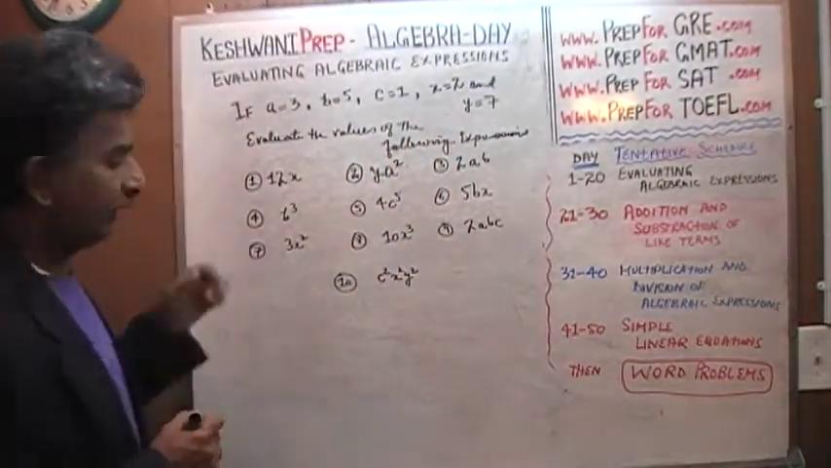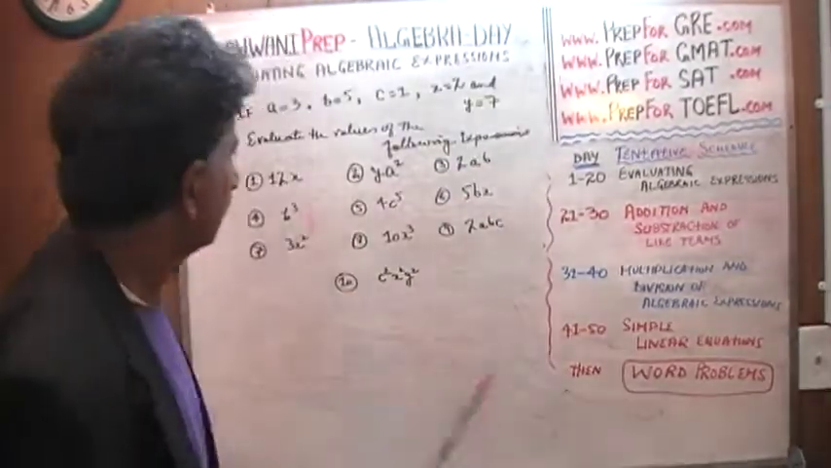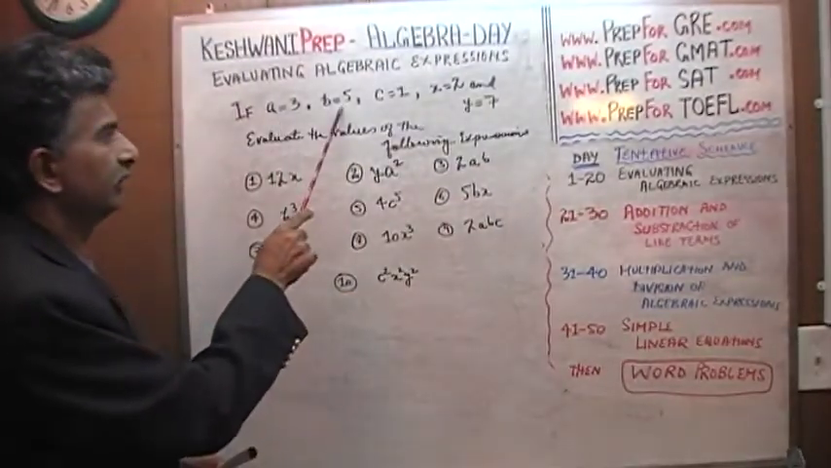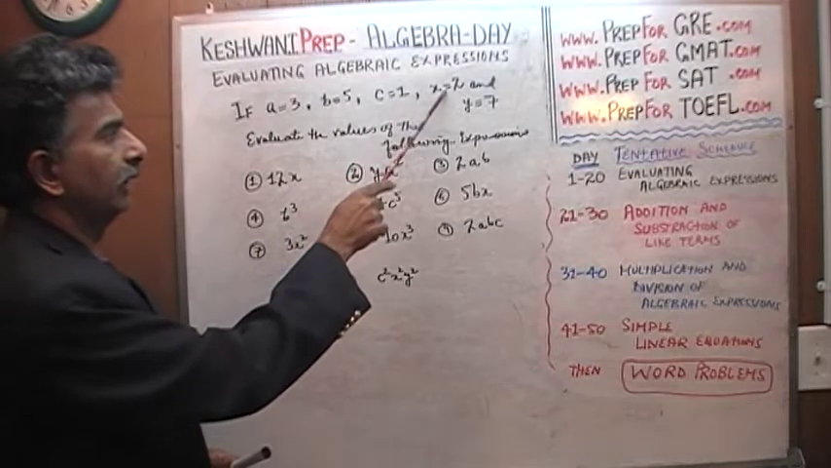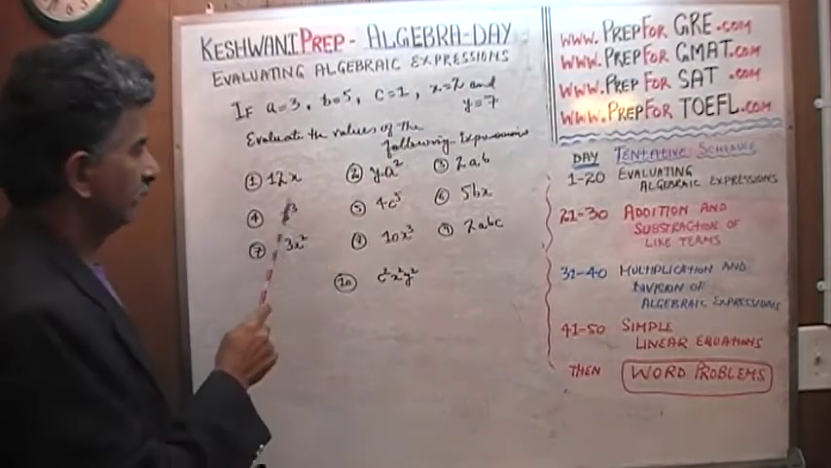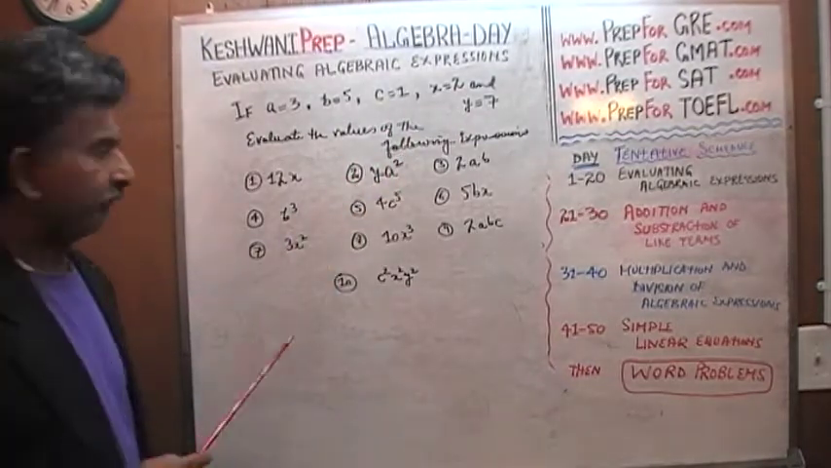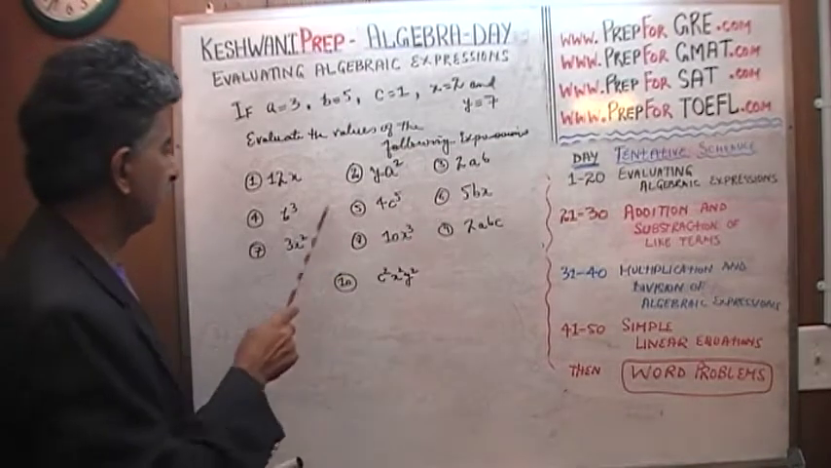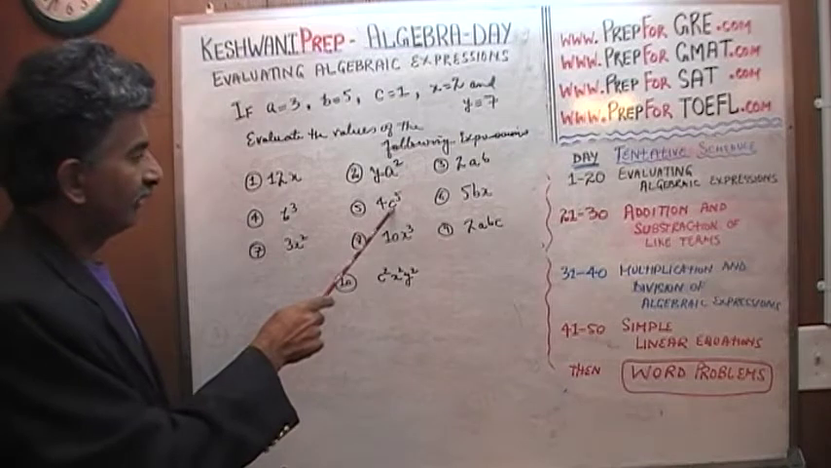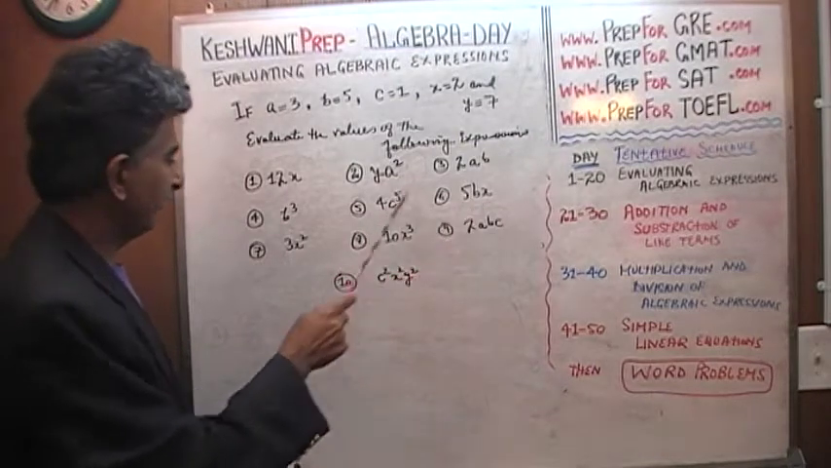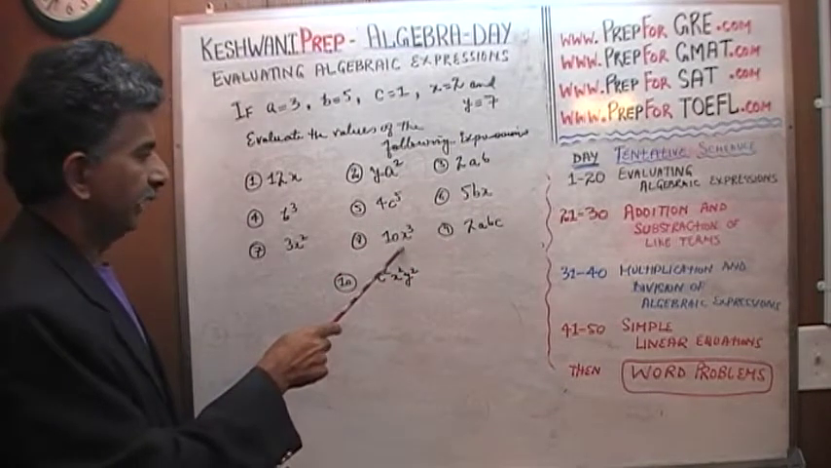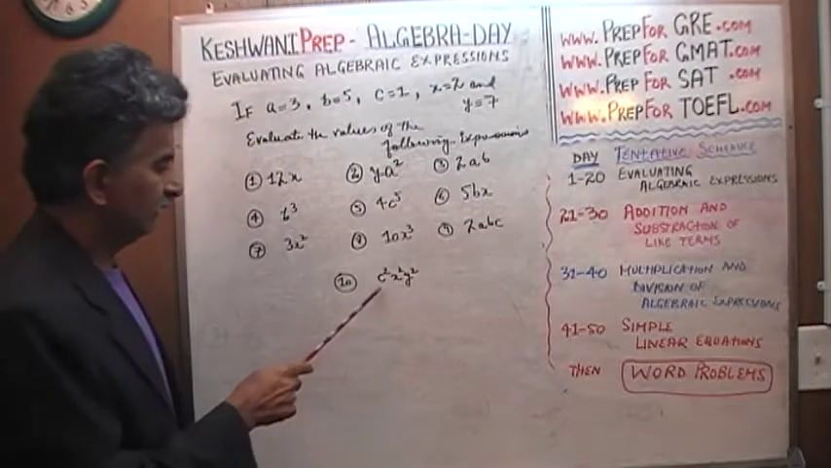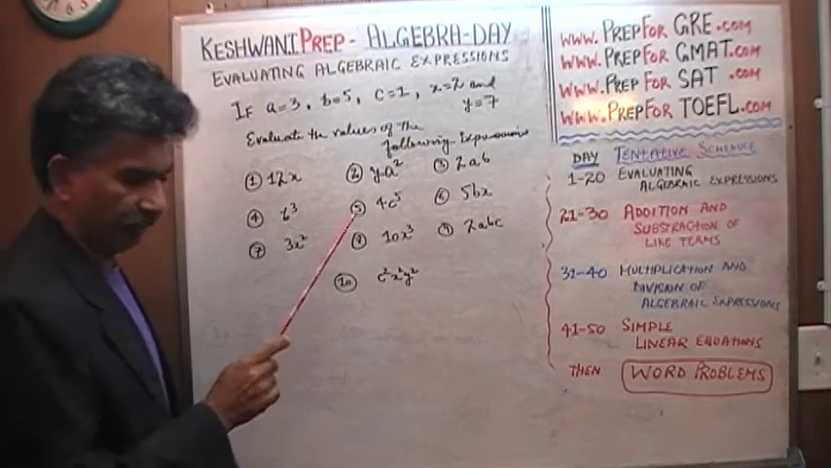It says if A equals 3, B equals 5, C equals 1, X equals 2 and Y equals 7, what are the values of the following expressions? 12x, y times a squared, 2ab, b cubed, 4c raised to 5, 5bx, 3x squared, 10x cubed, 2abc, c squared times x squared times y squared.